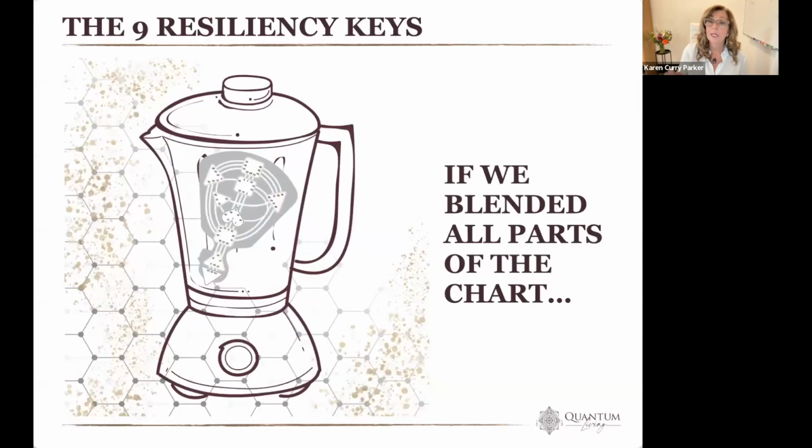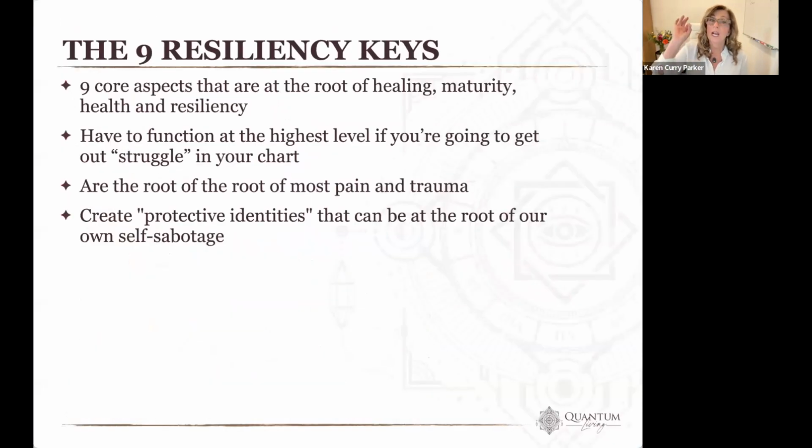what I come up with are really the idea that there are 9 basic archetypes that have to be functioning at a high level for you to fulfill the potential of your chart, for you to fulfill the potential of your money story. If these 9 core archetypes, these aspects, are not functioning at their highest level, you are probably operating out of what I'll call protective identities, and you're probably stuck in self-sabotage. You've got to clear these 9 resiliency keys.